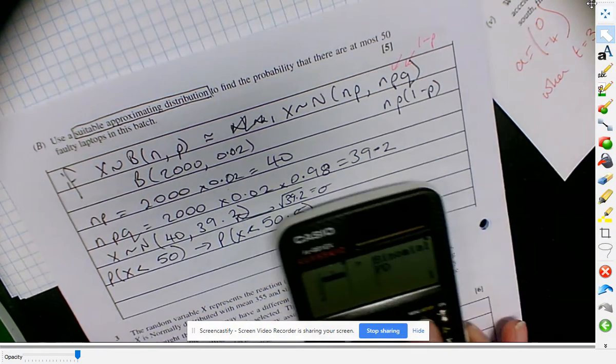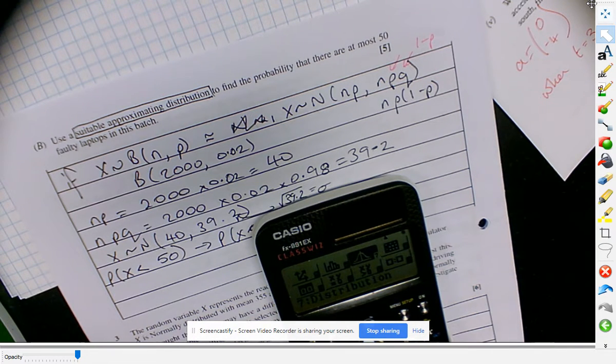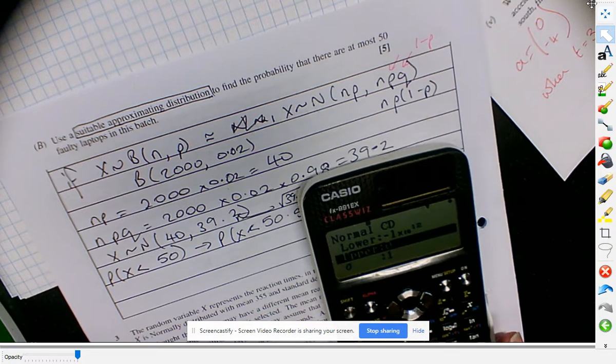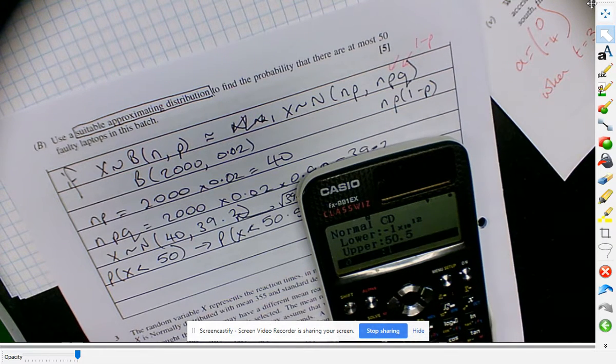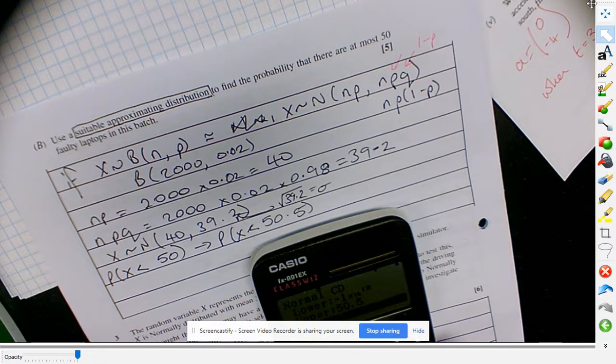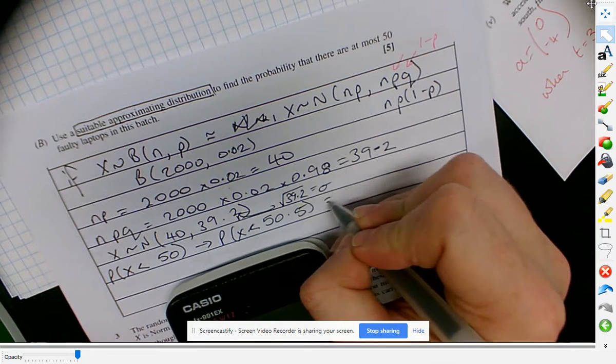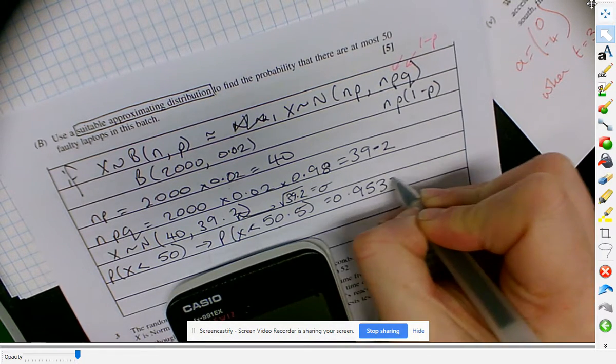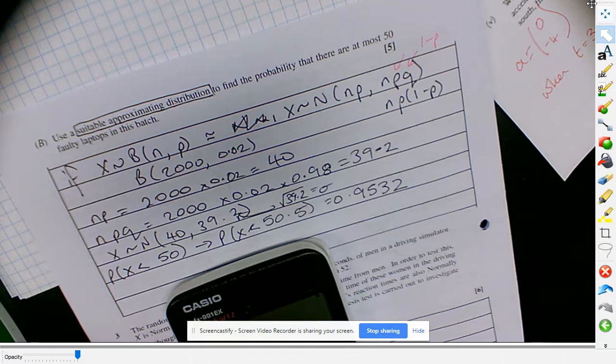And then I can just go to the calculator, normal. My lower limit, upper limit is 50.5. Sigma is root 39.2 and mu is 40. And I get 0.9532.